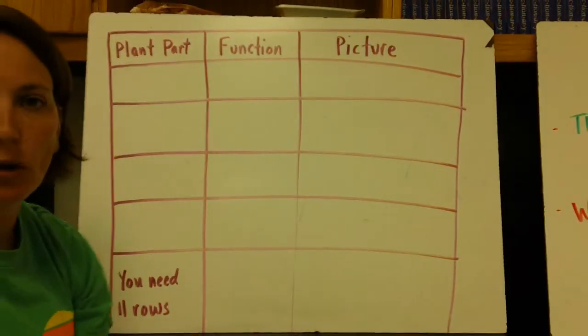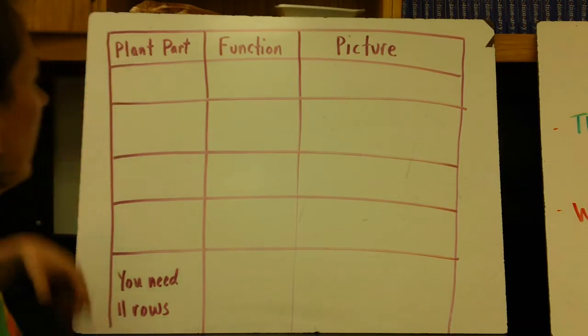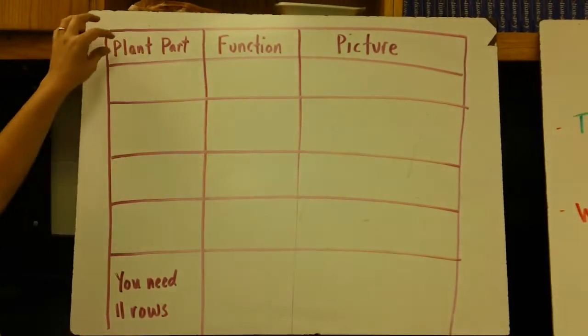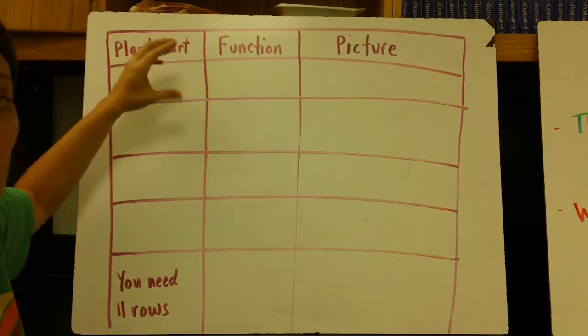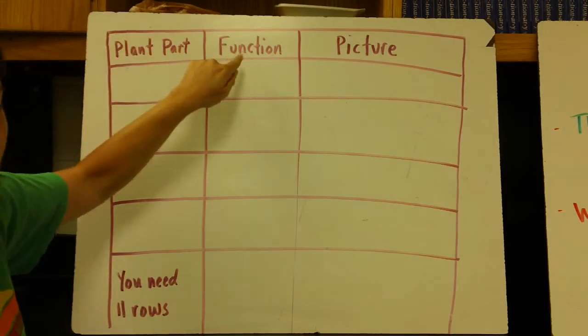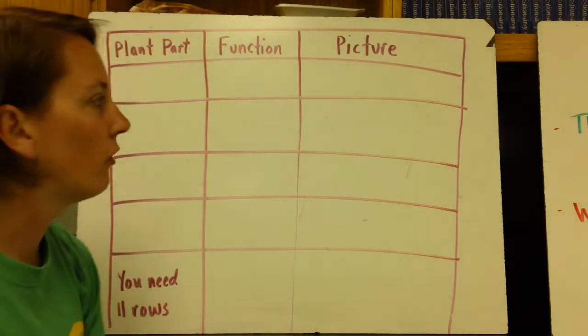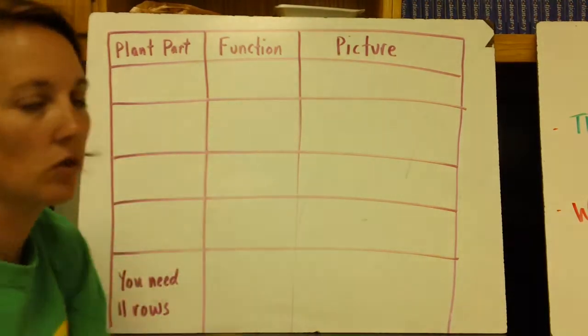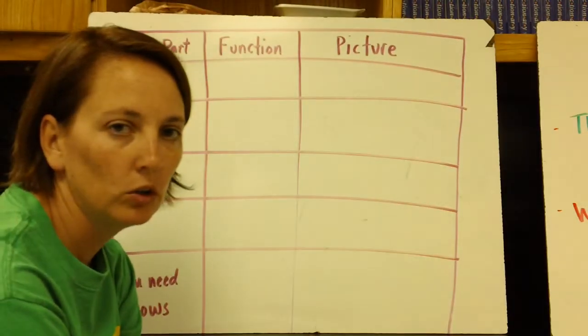For this entry, you are going to be creating a chart. All right, it's a 3-column chart. Column 1 is the plant part, or the name of that plant part. What is its function? What does it do for a flowering plant? And then you will illustrate what that part of the flower looks like.